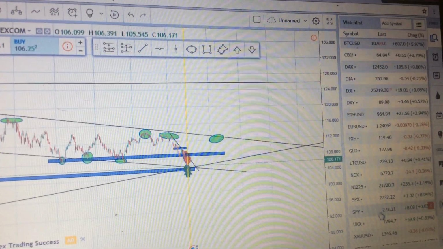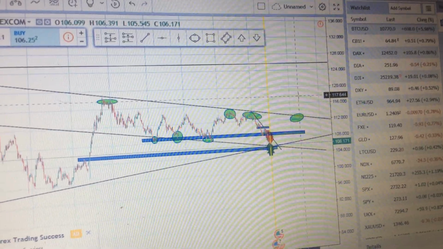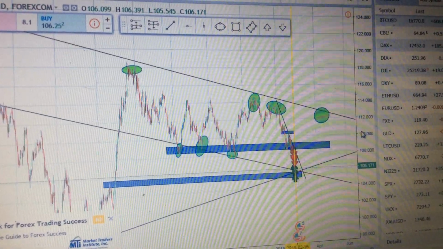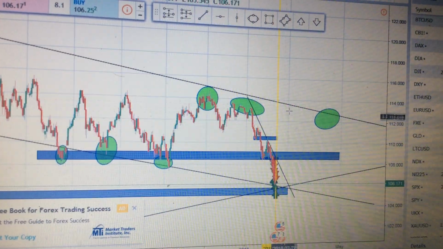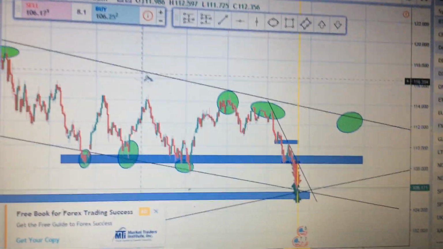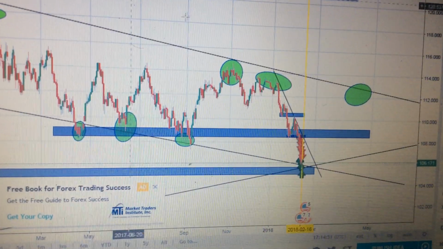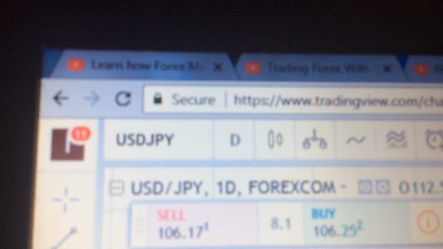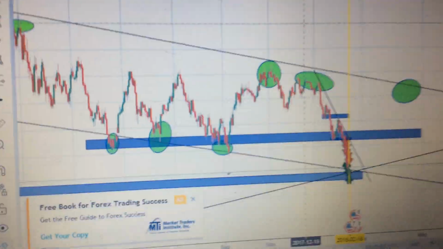Okay, so that's that. I'll do some more analysis on some of the other pairs, just to keep you guys updated, to see what kind of price moves are looking, and how much money we can stand to make from those price moves. Yep. So that's the analysis. US dollar, Japanese yen, daily chart. We'll see what happens next week.